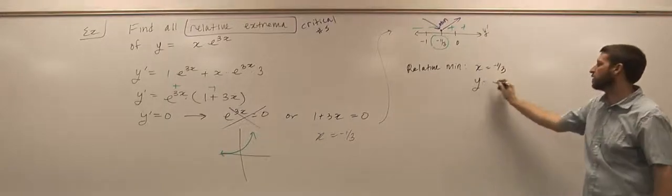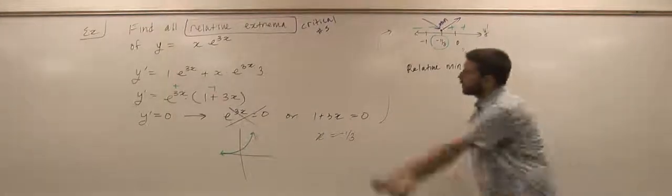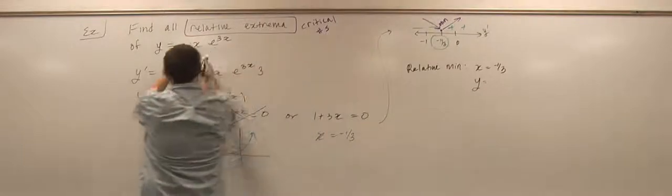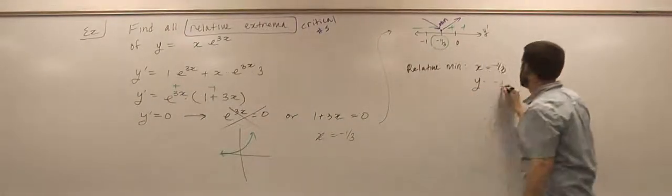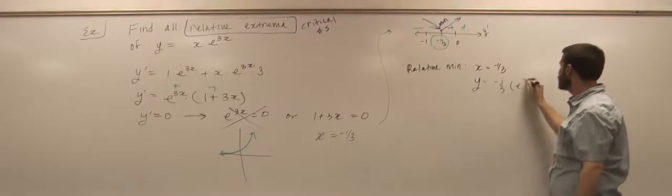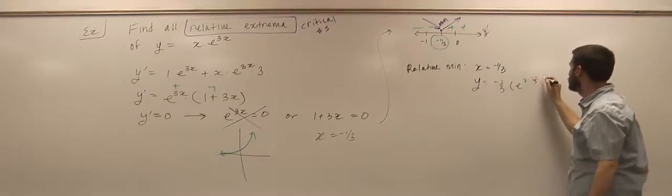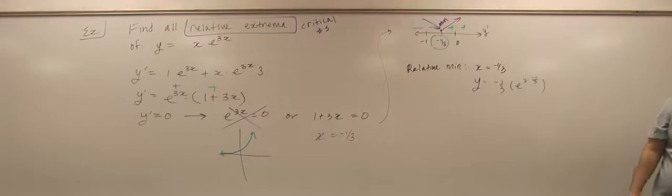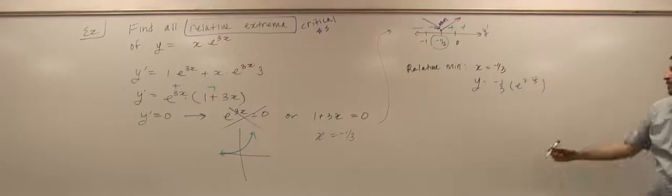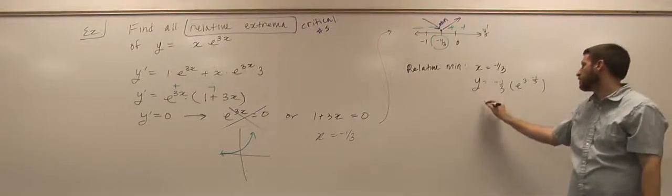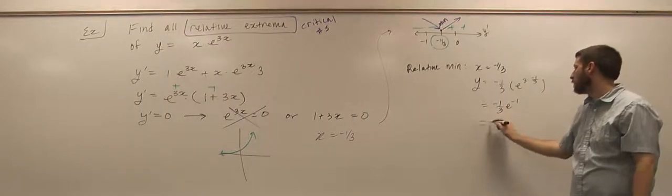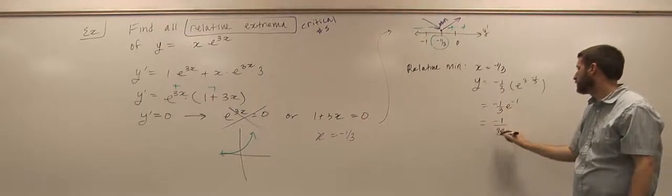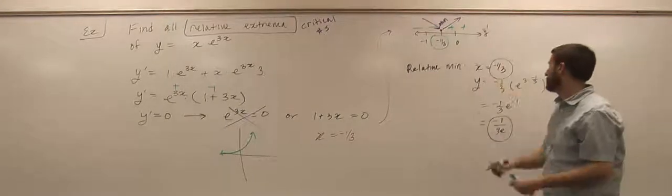How would I find the y value? Plug into the original. So I would put negative 1/3 times e to the 3 times negative 1/3. This is e to the negative 1. So negative 1/3 e to the negative 1, or negative 1 over 3e. That's the y value.